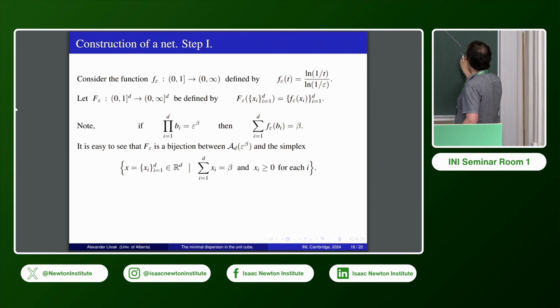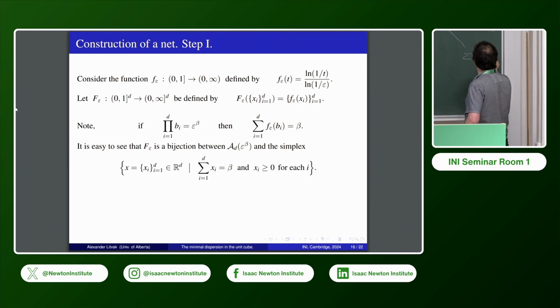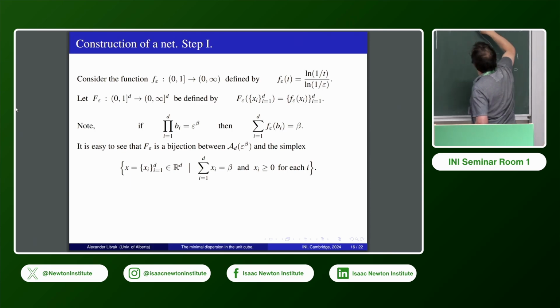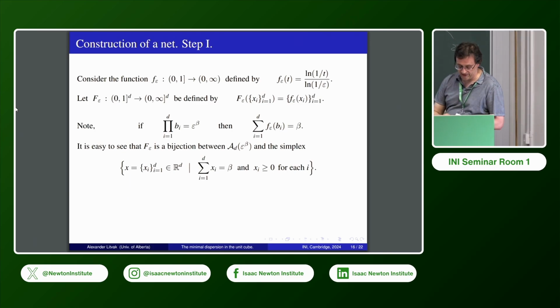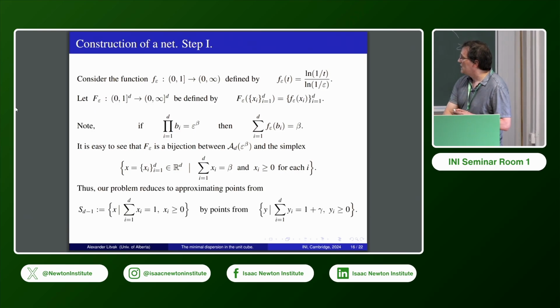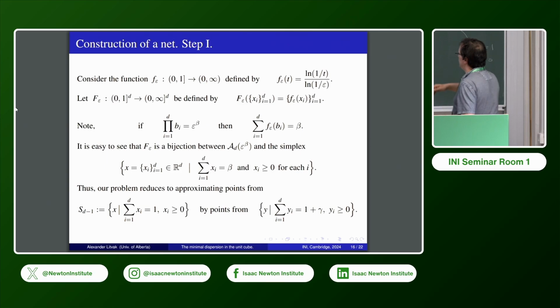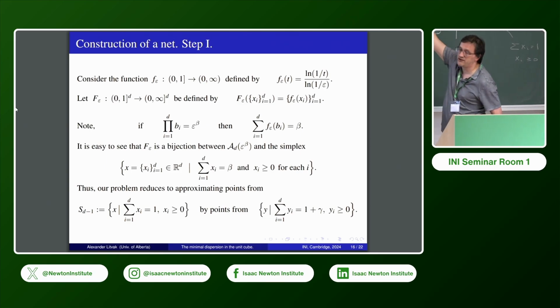If beta equals 1, it will be the hyperplane sum of xi equals 1, and also all xi are positive. So this is a simplex. And this is my initial set. And what I want is to cover it by a set of smaller volume, but this function is decreasing.